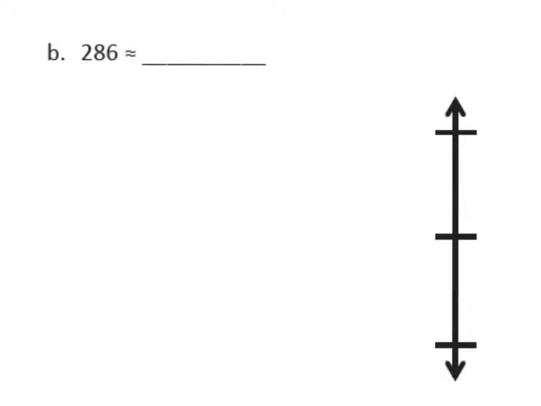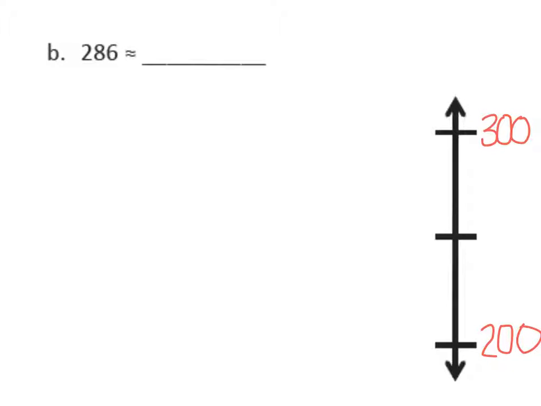Let's look at letter B. We have 286 rounds to blank. So first I need to ask myself, how many hundreds are there? Well, there are 2 hundreds, so I'm going to put 200 at the bottom. Now I need to think to myself, what if I added one more 100? What would that be? That would be 300, and I'm going to put that at the top.